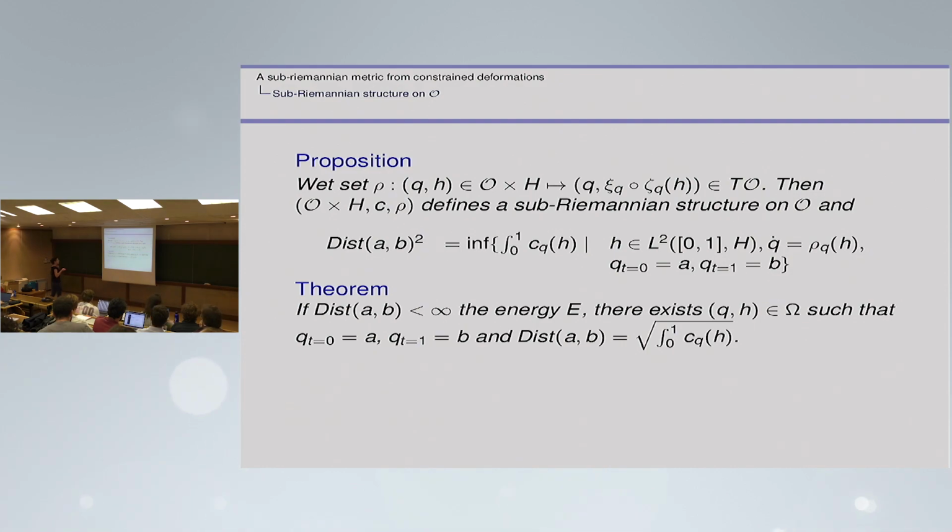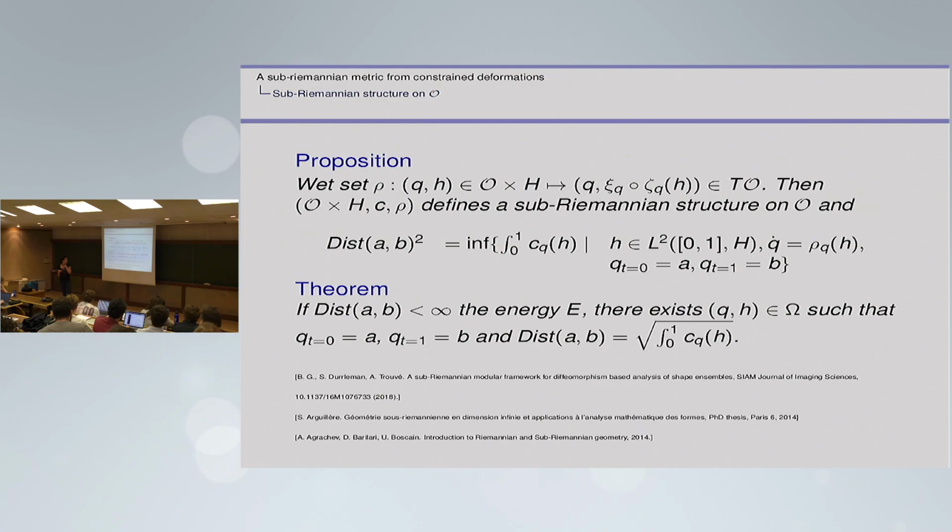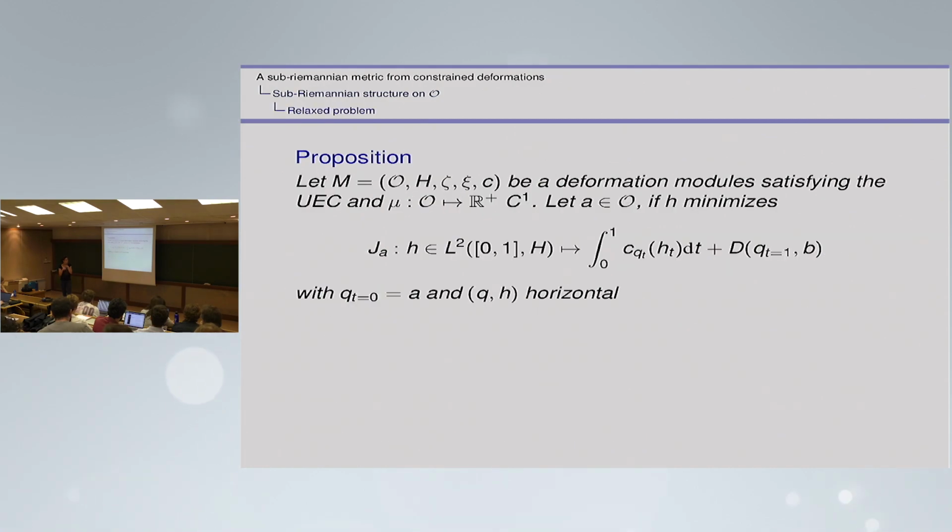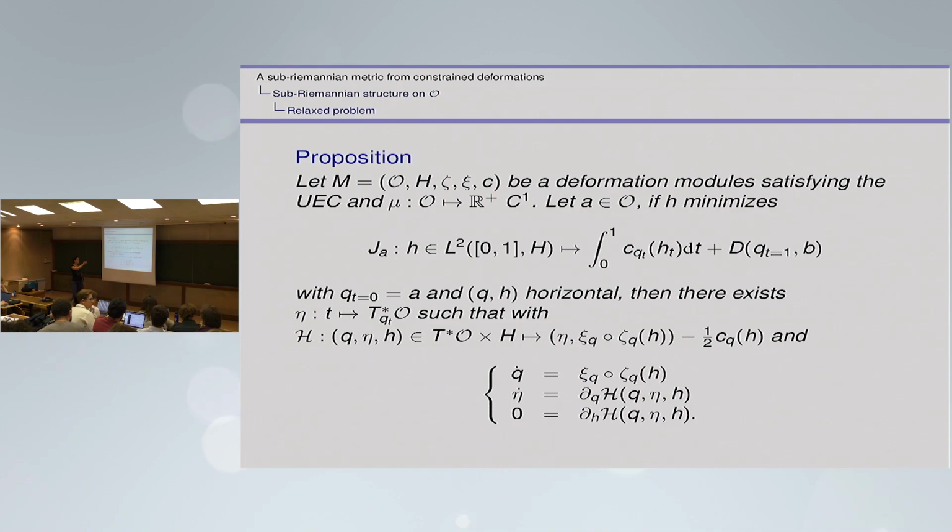You can show, under some assumptions, that geodesics exist if the distance is finite. And if you consider the relaxed problem, where you don't want to reach exactly one point, but you allow to arrive around this point, but minimizing the energy, you can show that minimizing trajectories of controls can be parameterized by an initial momentum belonging to the cotangent space and satisfying this differential equation, so with a Hamiltonian framework.